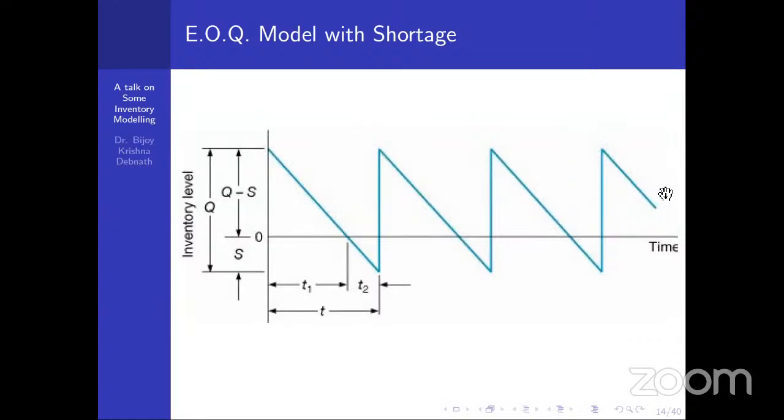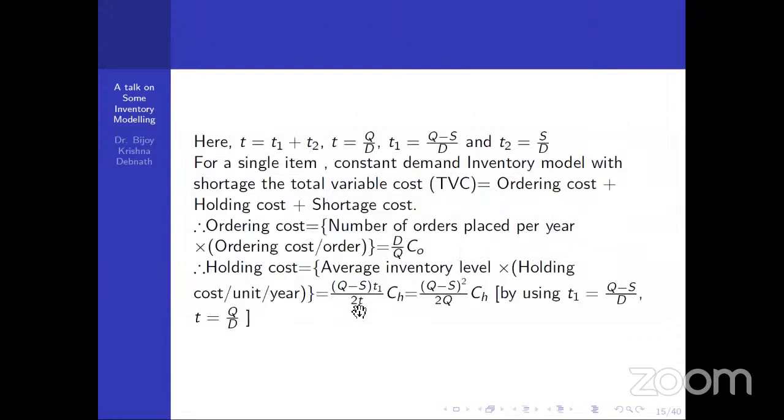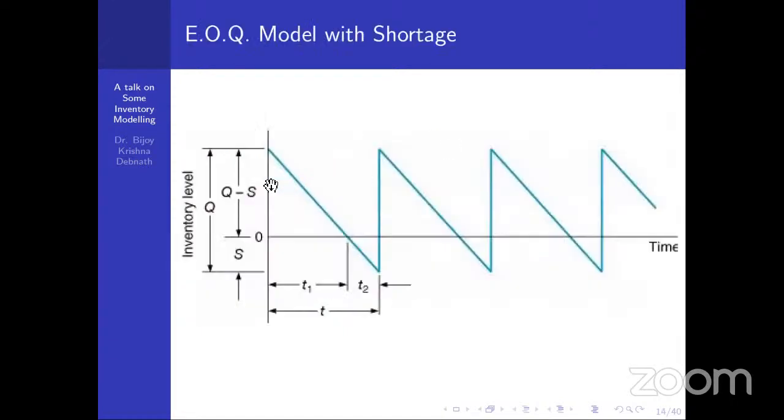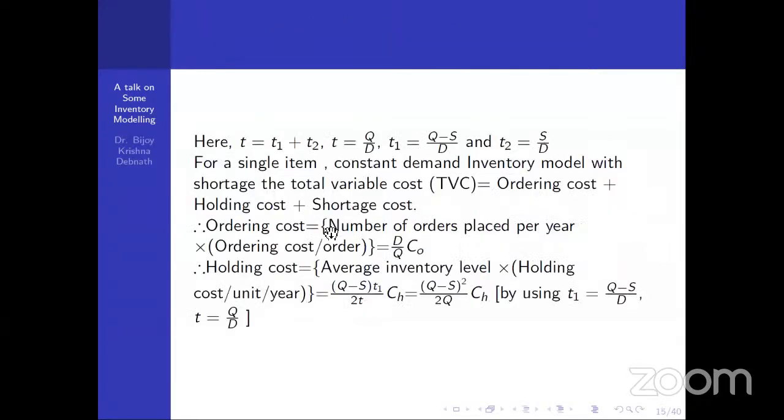You understood the situation, and total time is T. So T equal to T1 plus T2. And you know Q equal to DT, because our optimal order quantity Q needs to be finished by the total time T. So Q equal to DT, and T1 equal to (Q minus S) by D, then T2 equal to S by D.